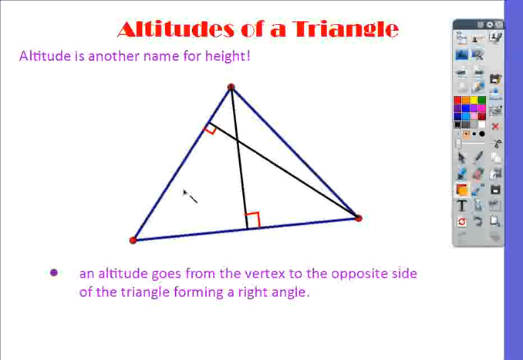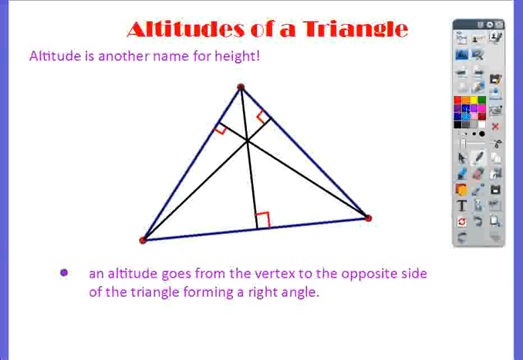And finally, let's draw our third altitude. Going from the third vertex, I'm going to go across to the other side, forming a nice right angle. All of these lines are intersecting at one point, which we call the orthocenter. This is the point of concurrency.